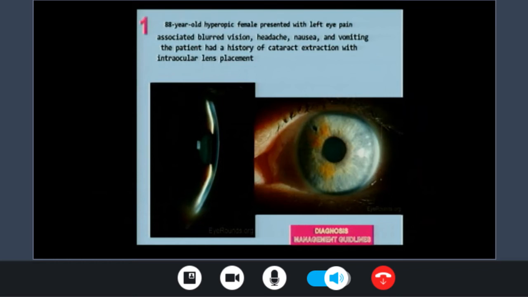Question number 2, the management guideline, that means the steps of management. Number 1, this is a female presented again with severe pain, headache, nausea, vomiting in her left eye, and she has a past history of cataract surgery with intraocular lens implantation. The first question is divided into A and B. A, what is the diagnosis? B, guideline or steps of management.